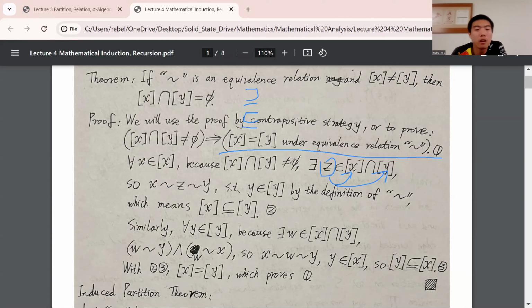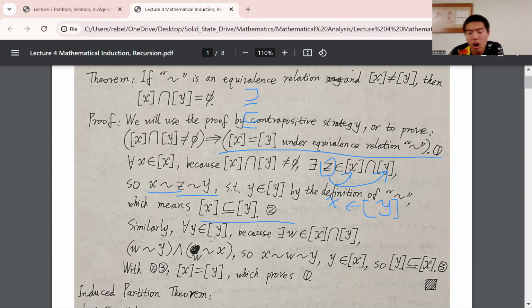Since Z is in the class of X, they are related, because that's the equivalence relation's definition: if and only if they are equivalent to each other, then they are in the same equivalence class. And this one is also true because Z is in the class of Y. So there must be an element Y in the equivalence class of Y that Z is equivalent to. These two relationships make sure X is also in the equivalence class of Y, which I did not write out explicitly, which means the class of X is a subset of the equivalence class of Y.